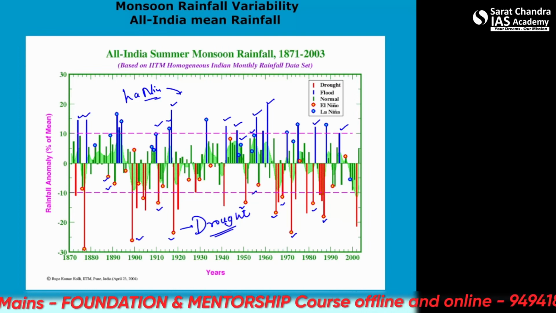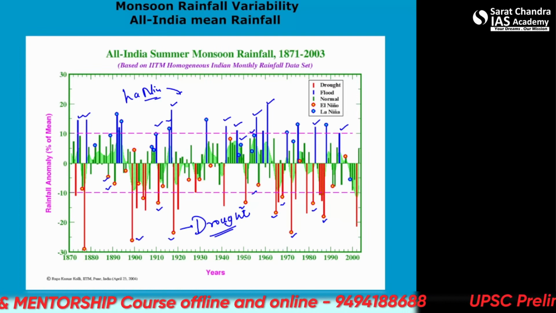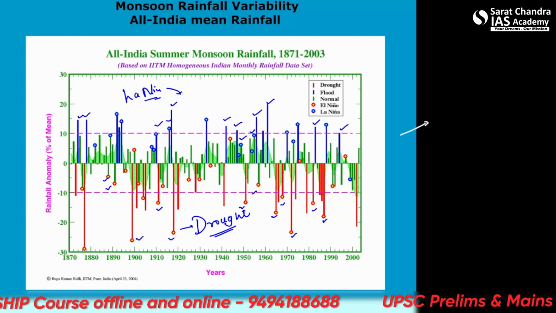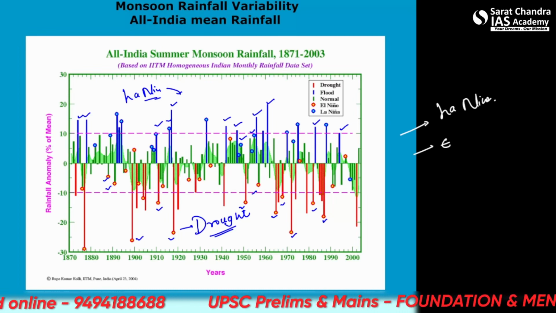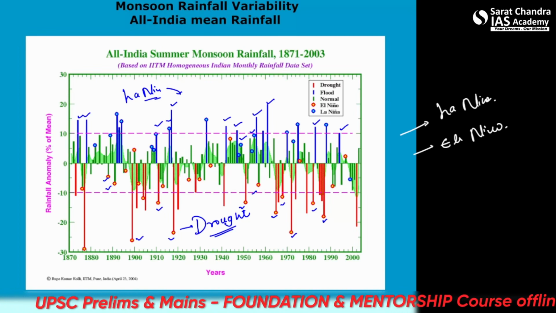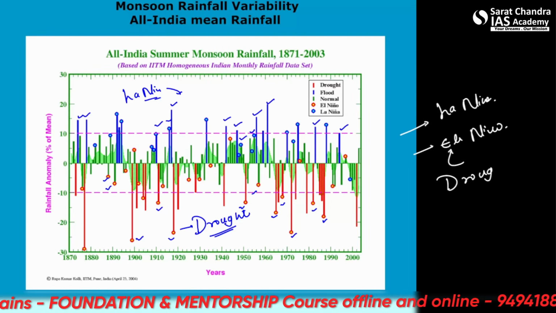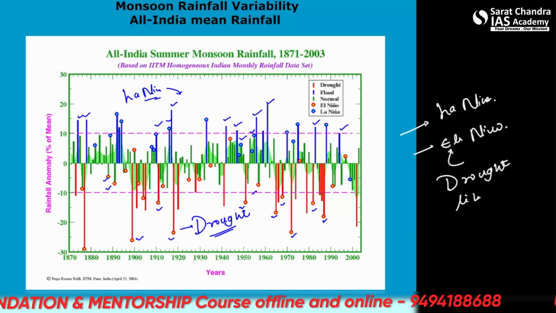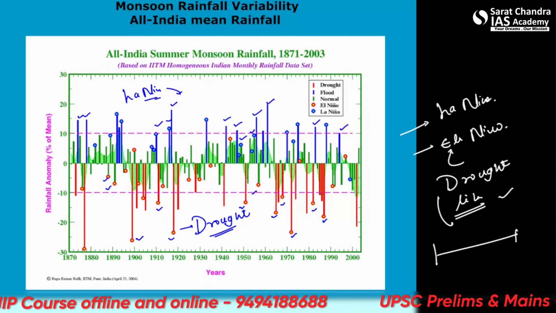So we can ascertain that India's rainfall is significantly associated with either La Nina or El Nino variables. So this is the year of the El Nino. So we can expect some drought-like situation. Drought means a period of lesser rainfall than average.